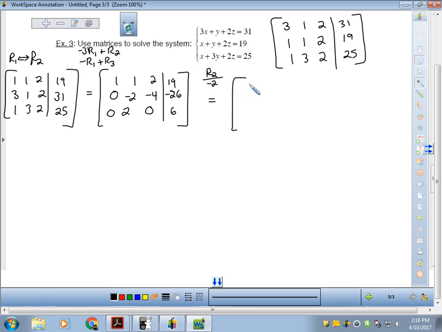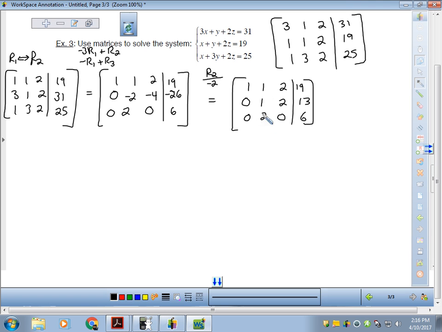So row 1 is staying the same, 1, 1, 2, 19. Row 3 is staying the same, 0, 2, 0, 6. But this row I'm going to divide everything by negative 2. So 0 divided by negative 2 is 0. Negative 2 divided by negative 2 is 1. Negative 4 divided by negative 2 is 2. And negative 26 divided by negative 2 is 13. So now I have a 1 right here.